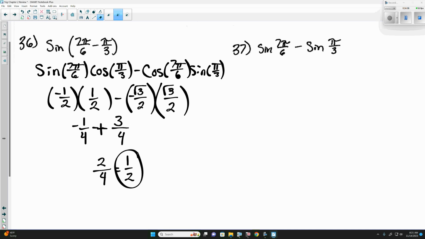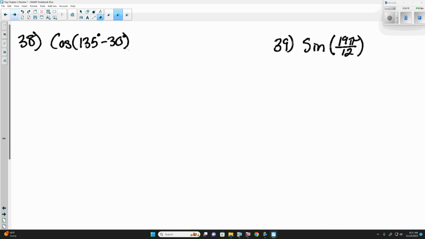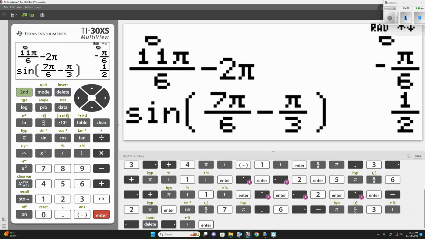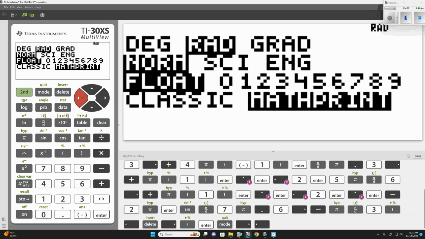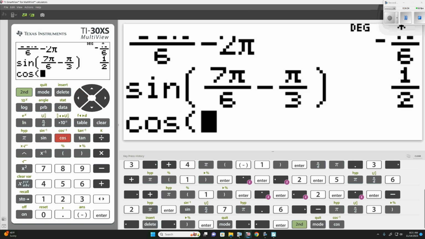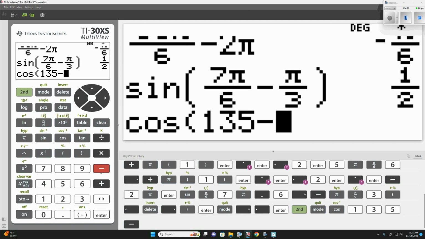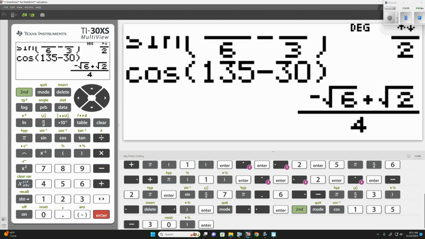37 is just finding sine of 7 pi over 6 and subtracting sine of pi over 3 from it. We can do these either way. You can plug them in or, yep, cosine of 135 minus, what was the other one? Because 135 and 30 are both on the unit circle. That's it.